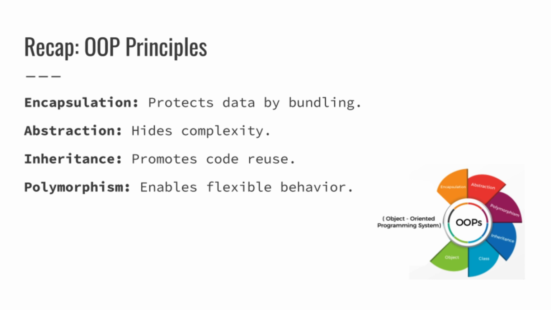To wrap things up, we have learned about the four main principles of object-oriented programming: encapsulation, abstraction, inheritance, and polymorphism. These are the key concepts that make OOPs such a powerful programming paradigm.